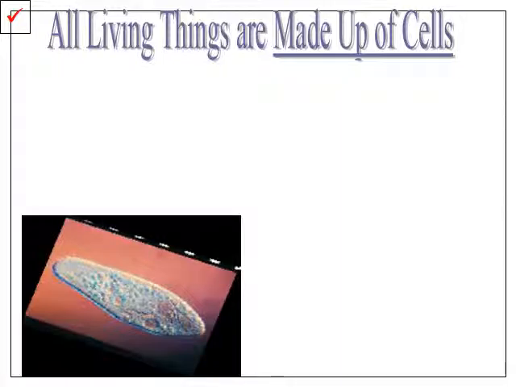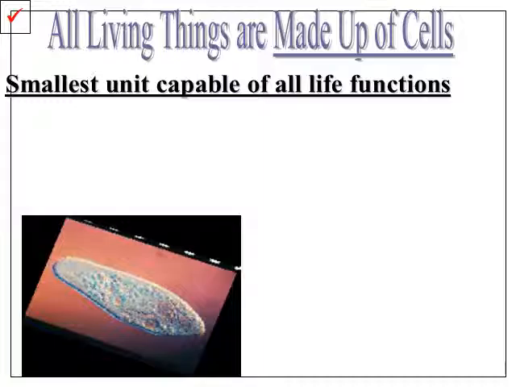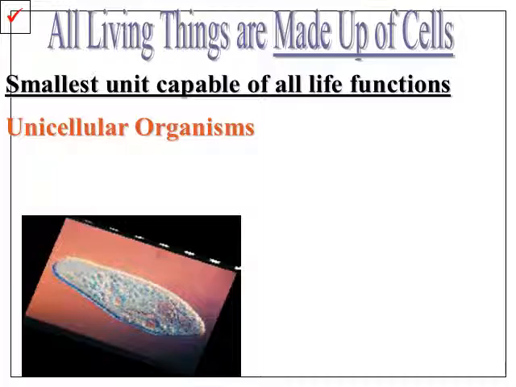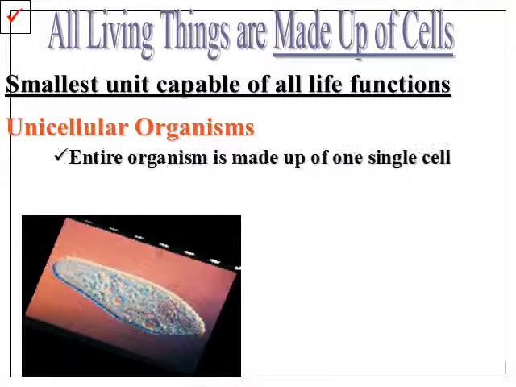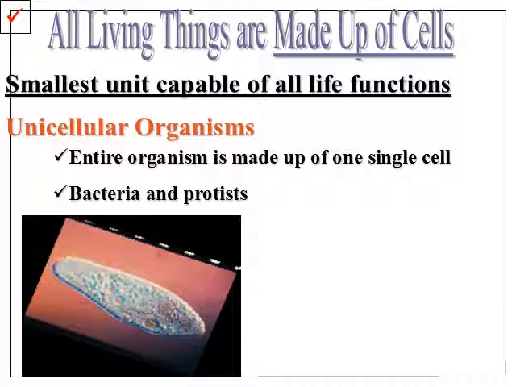All living things are made up of cells. So just a nice little review. Cells are the smallest unit capable of all of life's functions. So everything we do, cells can do, on a much smaller scale, mind you. There are unicellular organisms, so uni meaning one, cellular meaning cell. The entire organism is made up of one single cell. Some examples include bacteria and protists.